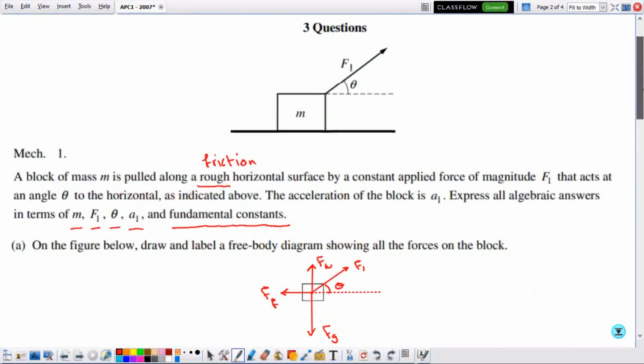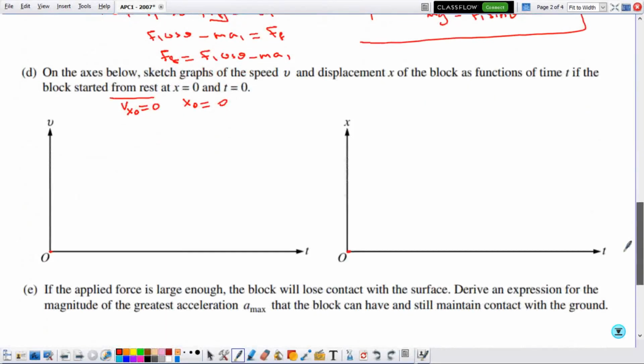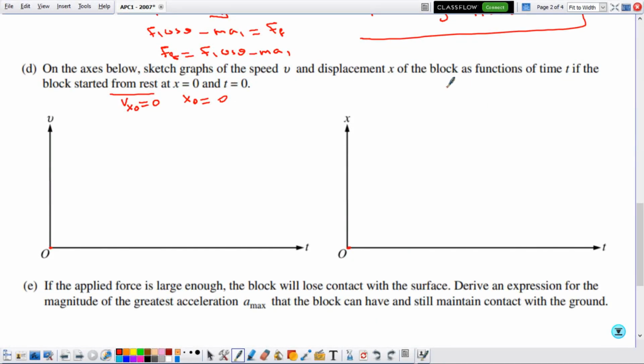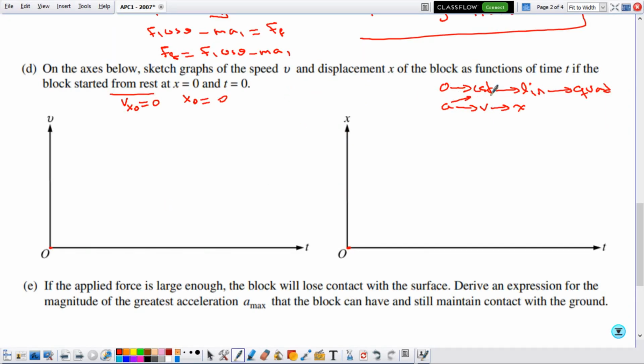Now the block is moving to the right, so we're going to assume that the acceleration is positive. Let me say that we're going to move in the order from 0 to constant to linear, then to quadratic, and the order that we're moving with is from A to V to X. Remember that this is not part of the answer. After we do the sketch, we're going to erase them. Then if A is constant, V would be linear and X would be quadratic.